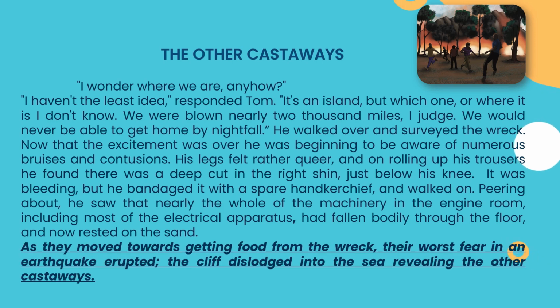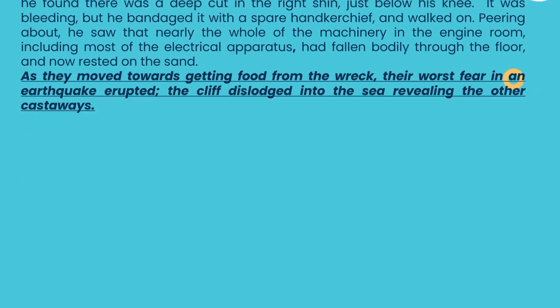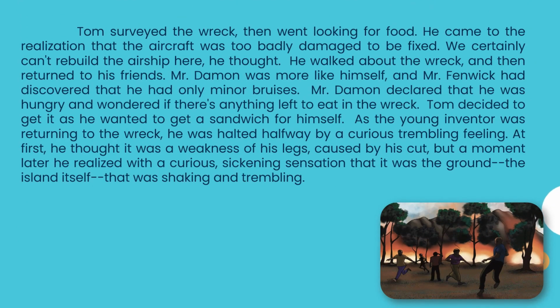As they moved towards getting food from the wreck, their worst fear in an earthquake erupted. The cliff dislodged into the sea, revealing the other castaways. Tom surveyed the wreck, then went looking for food. He came to the realization that the aircraft was too badly damaged to be fixed. We certainly can't rebuild the airship here, he thought. He walked about the wreck, and then returned to his friends.